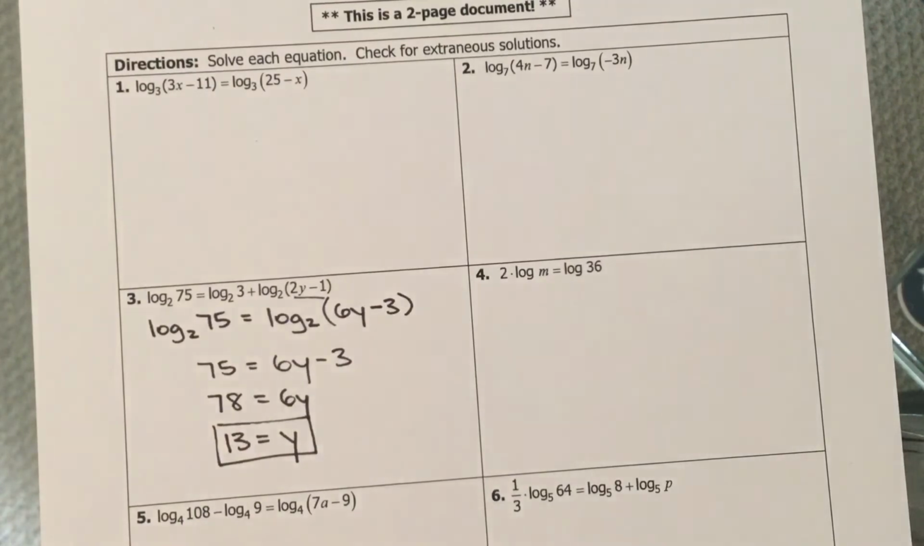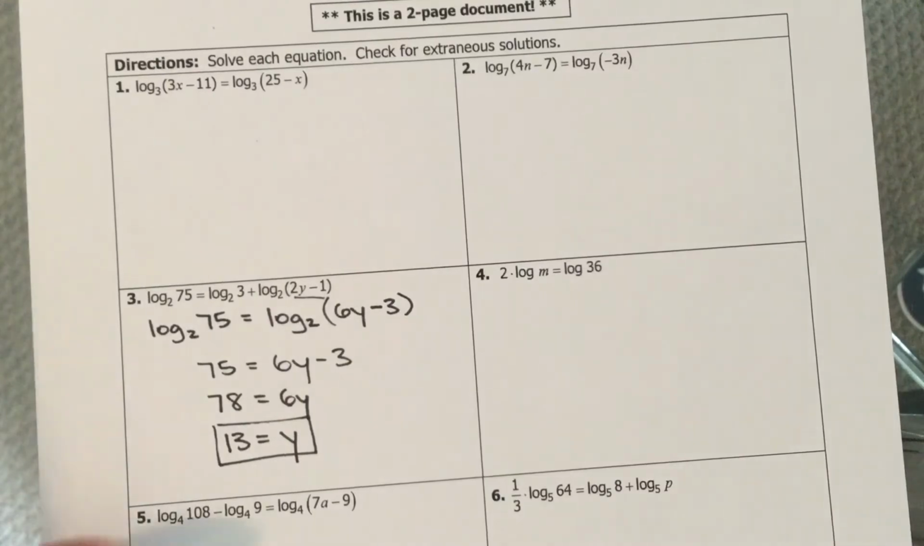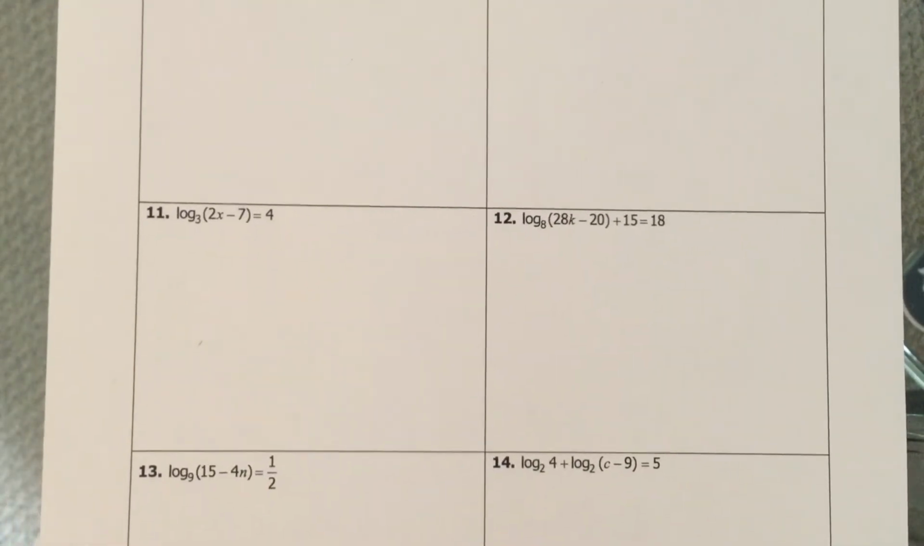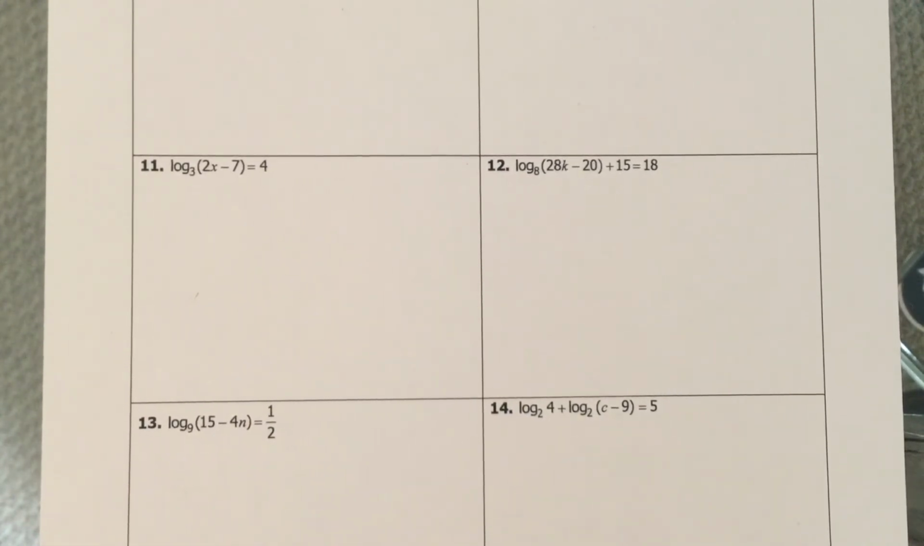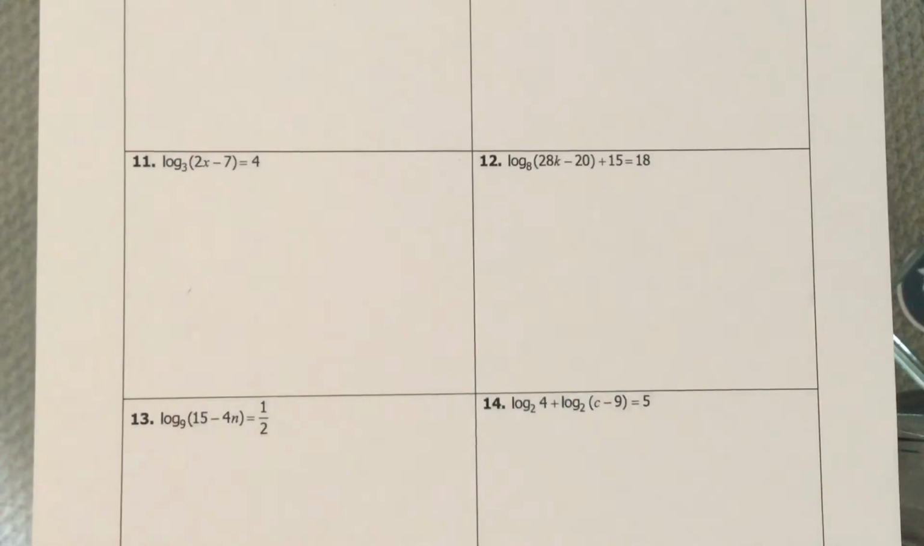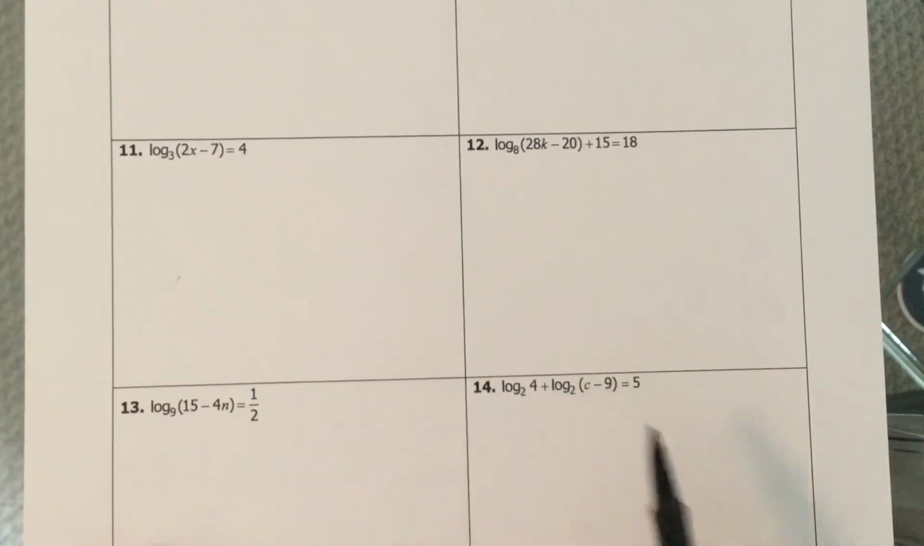Our second type, rather than log equals log, is log equals number. We'll find one on the next page where we've got log equals a number. Let's look at number 12. Step 1 for log equals number is to condense and isolate the logarithm. Here the logarithm doesn't need to be condensed because there is only one. Something like number 14, you need to condense that first.